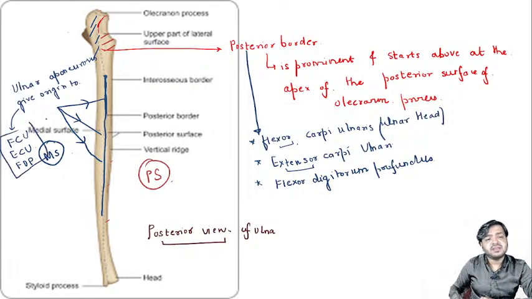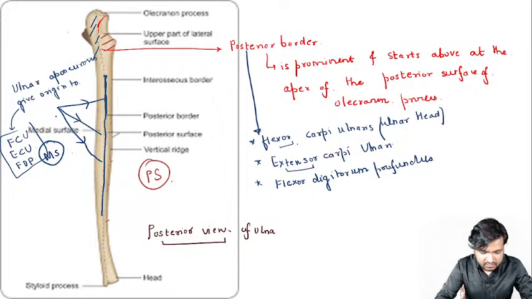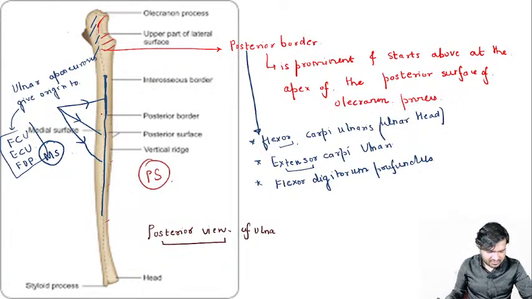So basically these are the muscles which you will find prominent, originating from the posterior border of the ulna. Perfect, perfect. Okay, Arbaz, Usama, Dityaa, Prekshit, perfect beta.